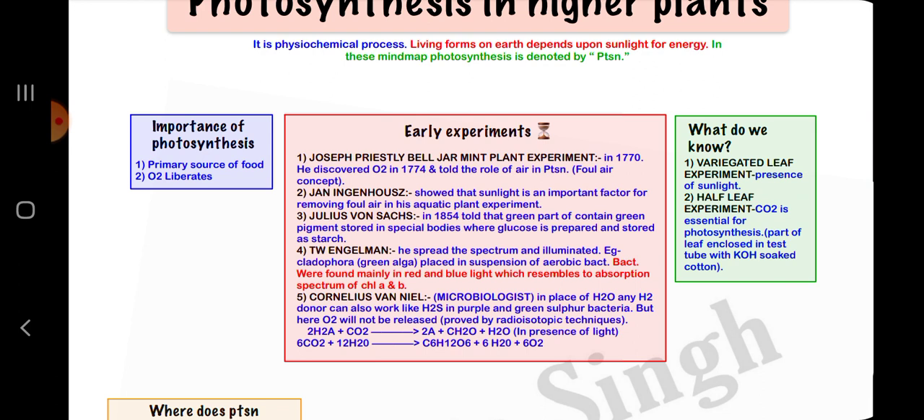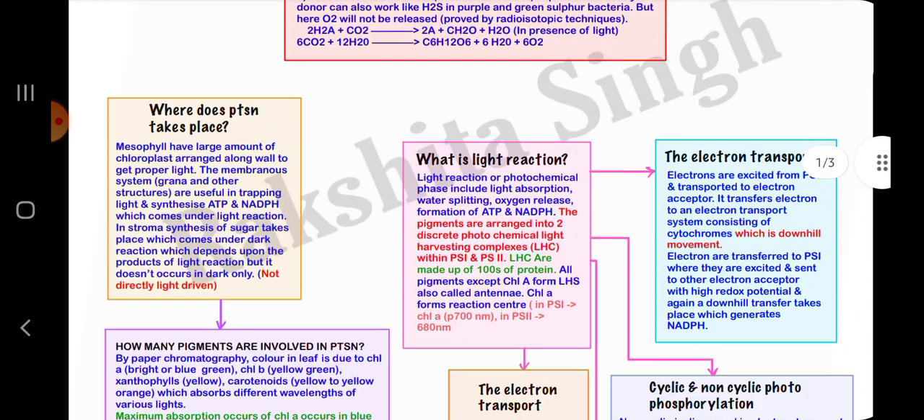What do we know? The variegated leaf experiment shows the need for sunlight. Second, the half leaf experiment shows CO2 is essential for photosynthesis. Then early experiments: Joseph Priestley, Bell jar and mint plant experiment, Jan Ingenhousz, Julius von Sachs, T.W. Engelmann, and Cornelius van Niel.